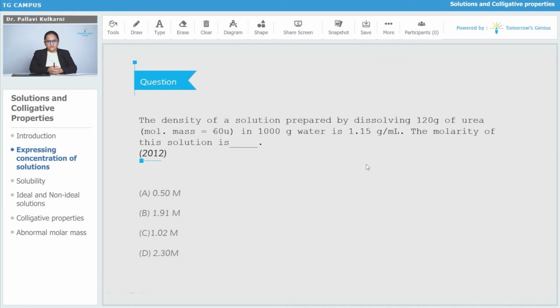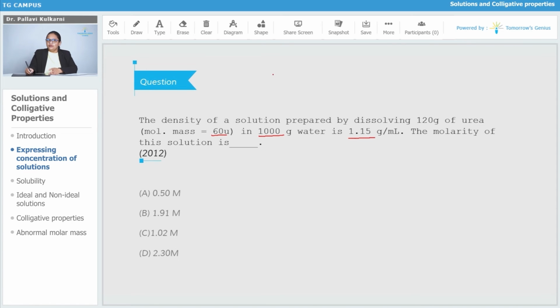Let us see one question based on molarity. The question is: find the molarity of a solution prepared by dissolving 120 gram of urea, whose molecular mass is given as 60 units, in 1000 gram of water. So the amount of water is given in terms of grams. The density of the solution is 1.15 gram per mL, and we have to find the molarity of the solution.